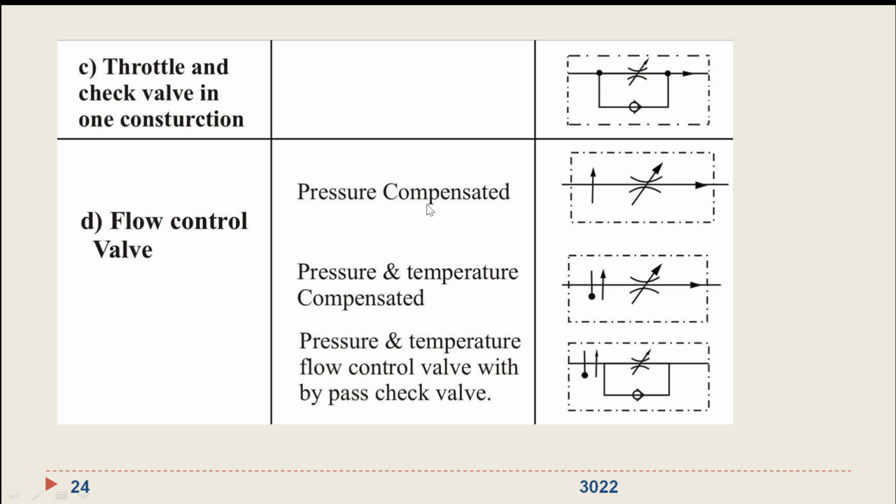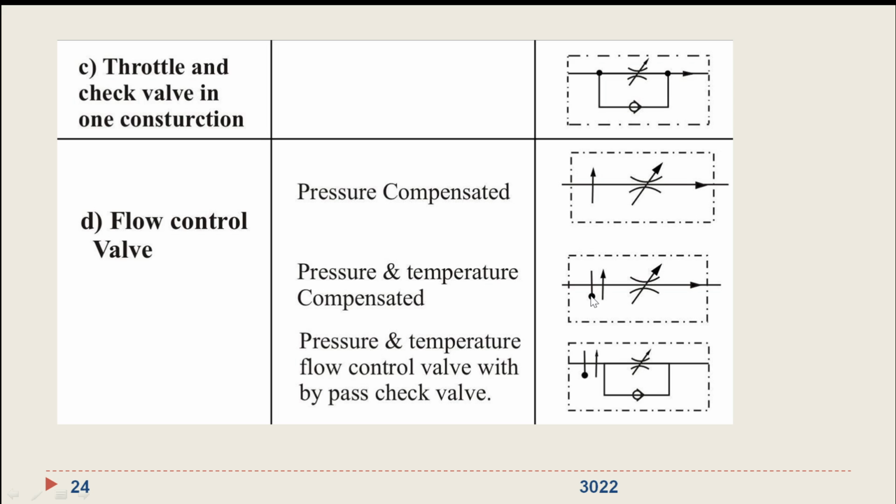Now coming to the flow control valves, there are three types: pressure compensated, pressure and temperature compensated, pressure and temperature compensated with a check valve. Okay, so if it is only pressure compensated flow control valve, you can see this is your throttle valve, variable throttle valve, and this upward arrow represents the pressure compensation. And a line with a dot at the end, bottom, that represents the temperature.